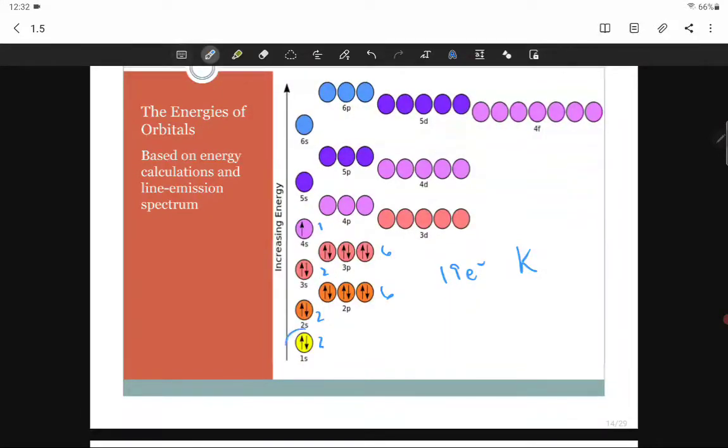These electrons are closest to the nucleus. This electron is the furthest away from the nucleus. The further away you get from the nucleus, the more energy it possesses. And that's going to explain lots of things about potassium, how it reacts.